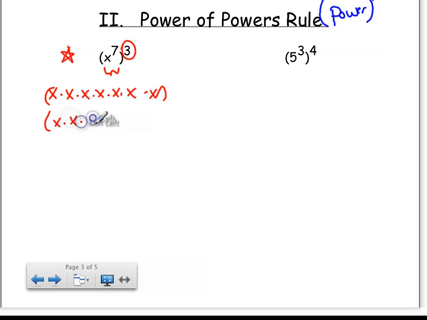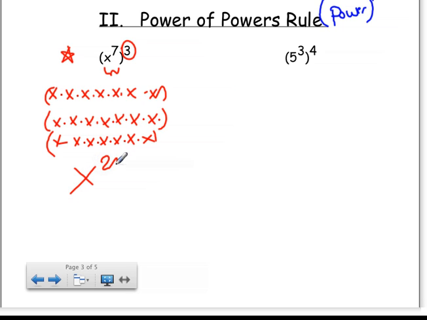X to the 7th. 1, 2, 3, 4, 5, 6, 7. That's a second time. Times 1, 2, 3, 4, 5, 6, 7. X to the 7th, a 3rd time. In total, if you were to multiply all these x's together, you see that this is really x to the 21st. X to the 21st.